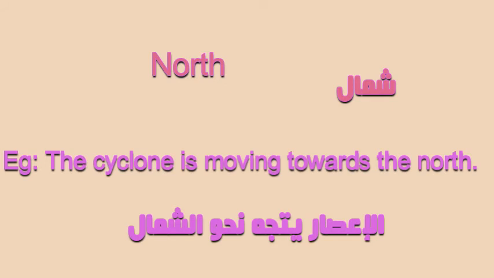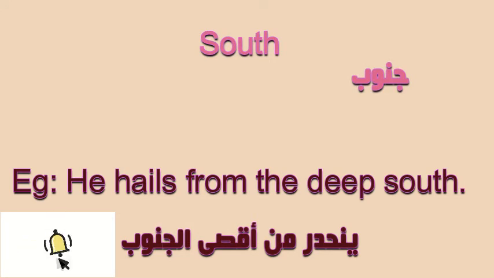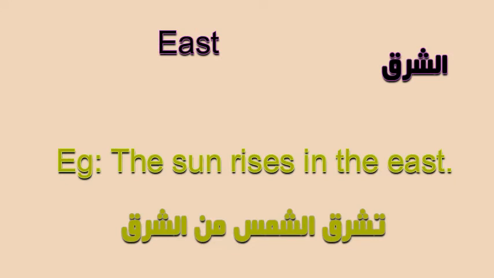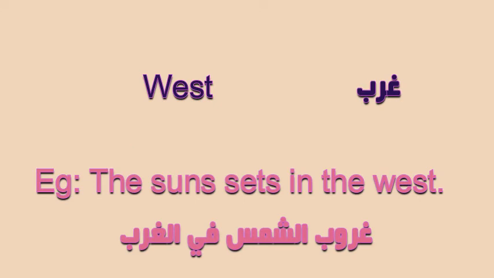North. E.g., the cyclone is moving towards the north. South. He hails from the deep south. East. The sun rises in the east. West. The sun sets in the west.